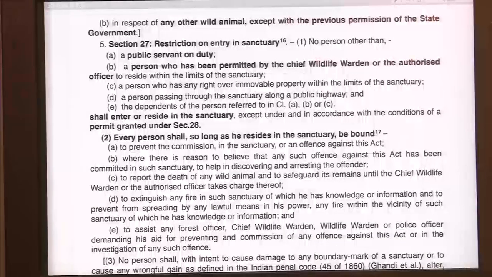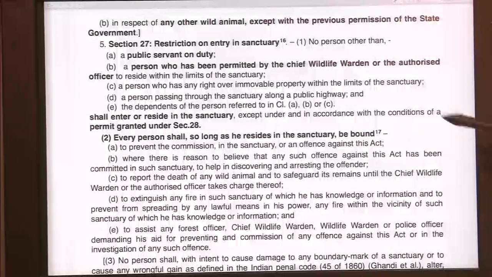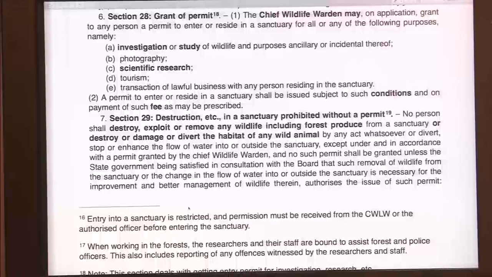And in the case of national parks, they also have all of these provisions that are applicable to those via another section. Now, every person, so long as he resides in the sanctuary, is bound to do certain things, which include helping the forest officers or the police officers to stop any offenses. So, the person is required to report any offenses, the person is required to help in the extinguishing of any fires and so on.